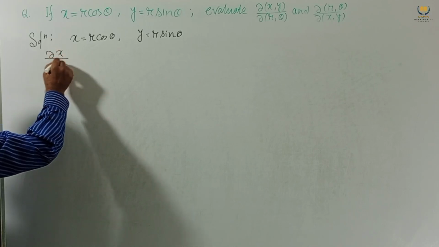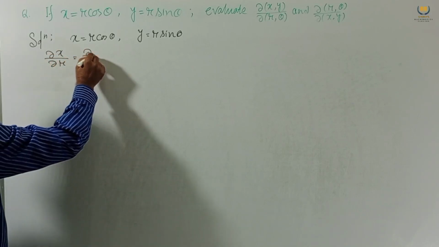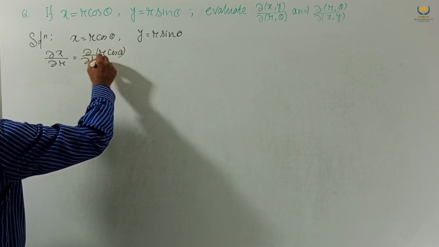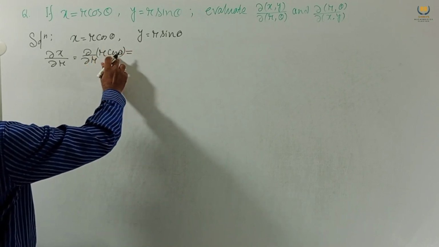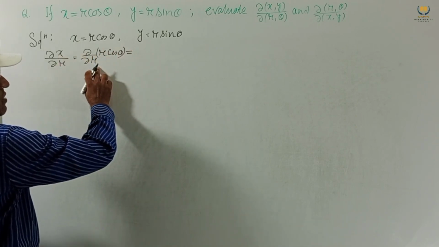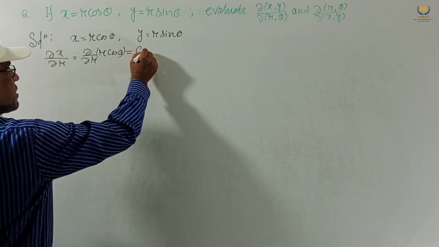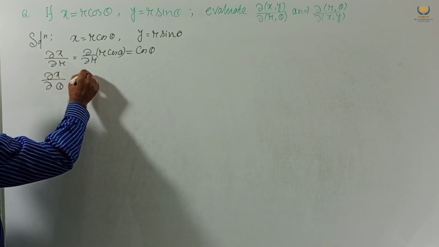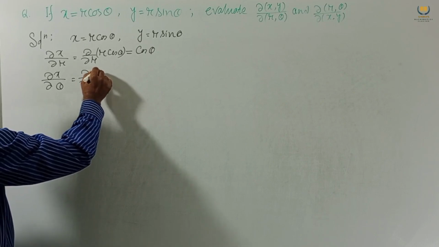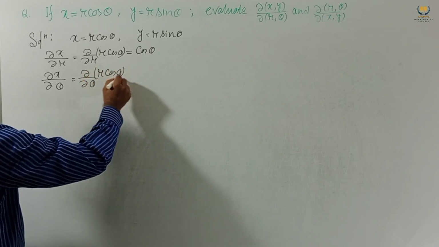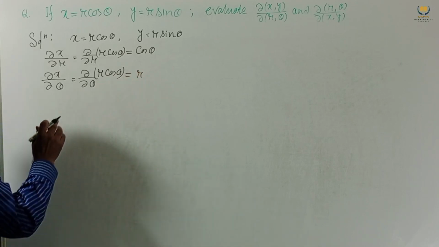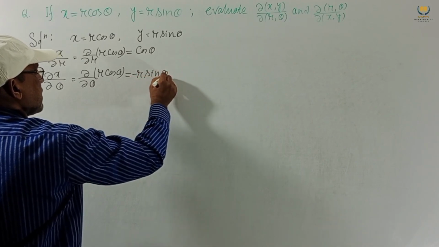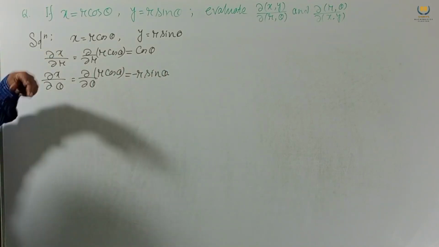First we find del x del r. This is del x del r of r cos theta. Cos theta is outside, because we differentiate partially with respect to r, it is 1. That means ultimately we get cos theta. Del x del theta: del theta of r cos theta. Then r is constant, outside. Derivative of cos means minus sin. This is minus r sin theta. We get this. So x is finished.